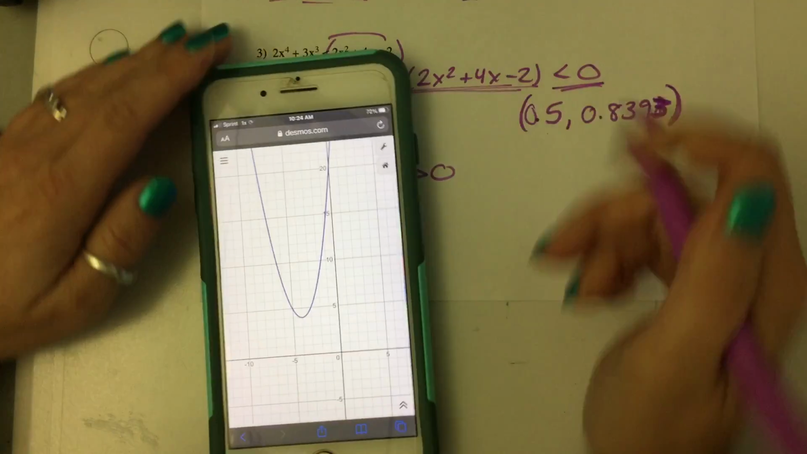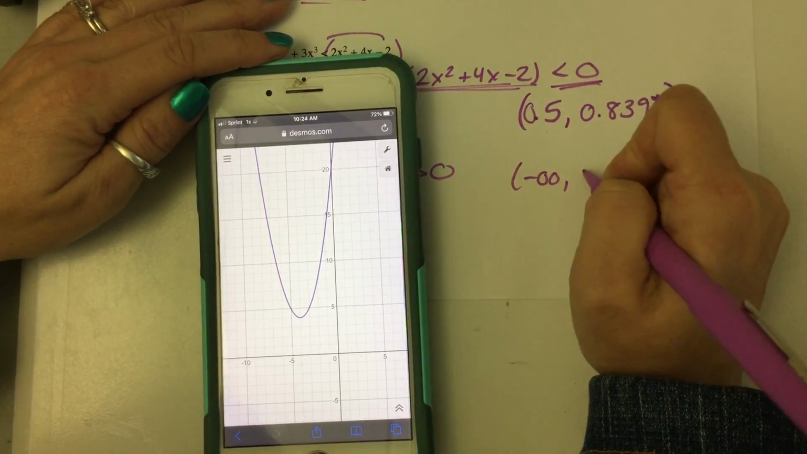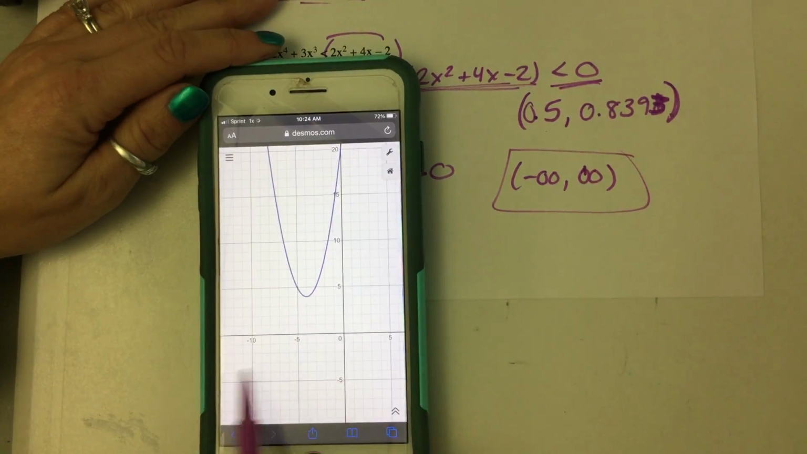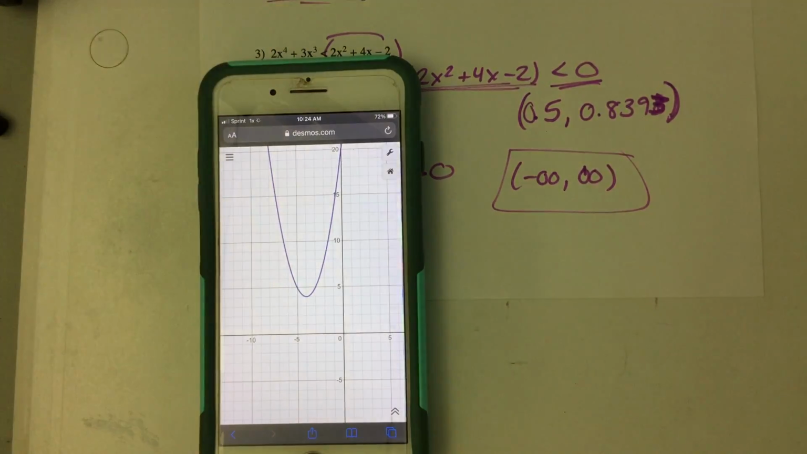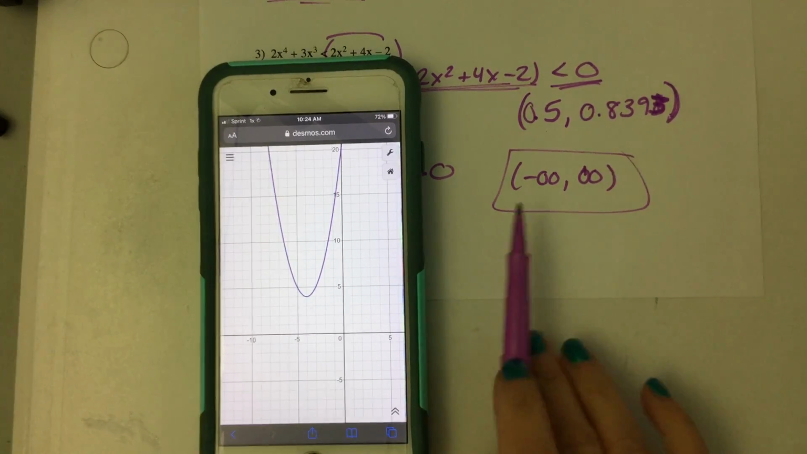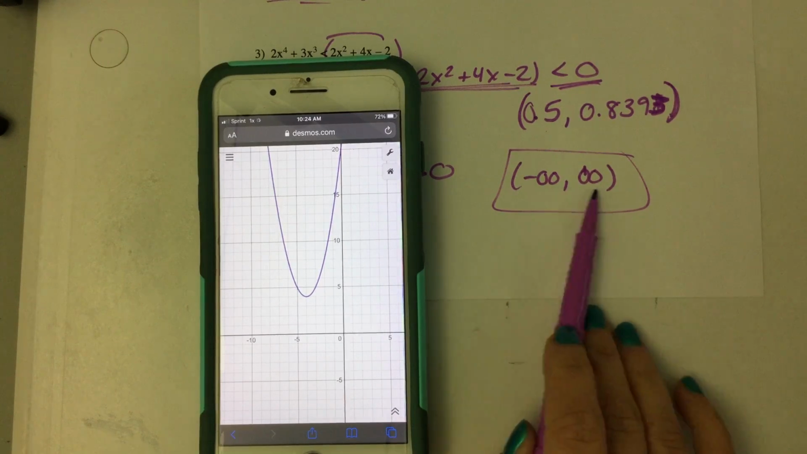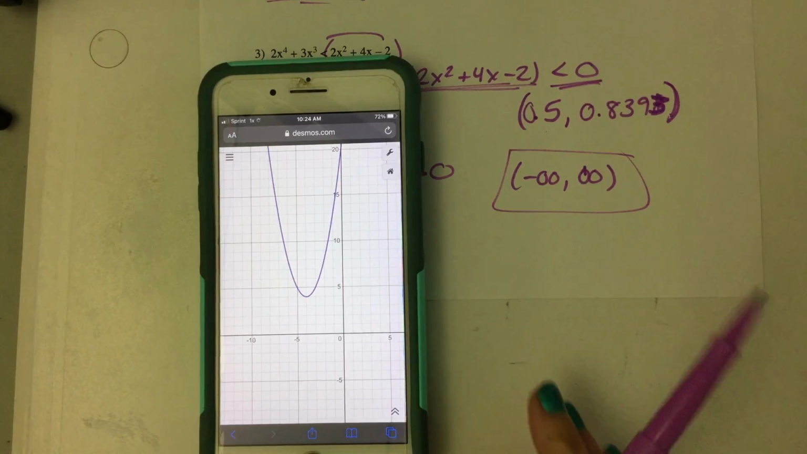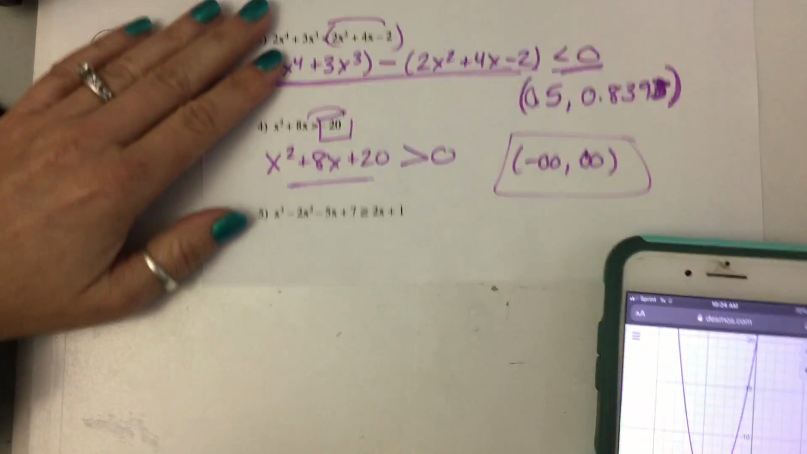All the time. So this would be negative infinity to positive infinity. Any x value is above the x-axis. No value from that parabola is ever even at 0, nonetheless below it. So negative infinity to infinity is the fancy way of saying all real numbers. Any x value would keep that graph greater than 0.